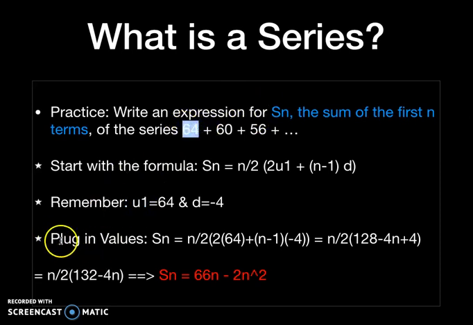Okay, so now we're going to plug in the values. You have Sn equals n over 2, then open parentheses, you keep the 2 that they have right here, you plug in your u1, which is your 64, then you add n minus 1 times the difference. It's just asking for Sn, which is another hint. It's not asking you for a specific term or a specific number. This is the sum of the first n terms, and it's not even giving you the sum of the first 5 terms. They're asking you for the sum of the first n terms, so you leave n where it is, throughout.